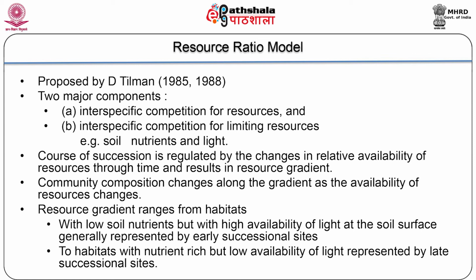As per this model, there are two major components which are considered as drivers of succession. Number one is the interspecific competition for resources, and second is the interspecific competition for limiting resources, that is soil, nutrients and light. The course of succession is regulated by the changes in relative availability of resources through time and results in a resource gradient. Community composition changes along the gradient as the availability of resources changes. The resource gradient ranges from habitats with low soil nutrients but with high availability of light at the soil surface, generally represented by early successional sites, to habitats with nutrient rich soil but low availability of light, represented by late successional sites.